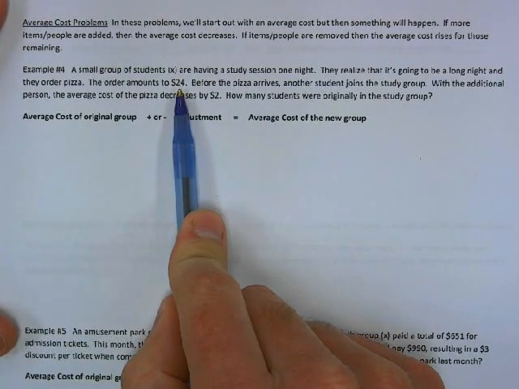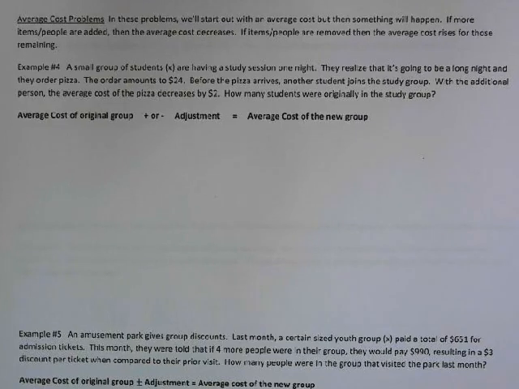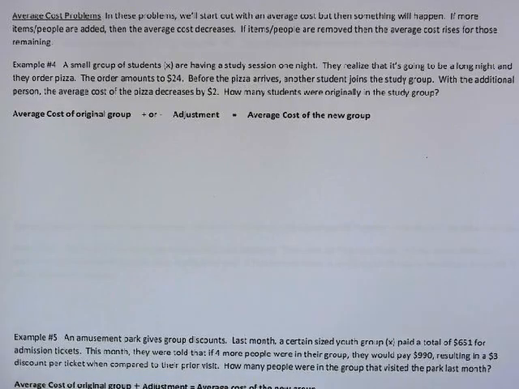But if one more person joins the group, well then, yeah, we all get to pitch in a little bit less because there's one more person helping pay for it, but the same amount of pizza is coming. In other words, the cost didn't change for the total, but everyone's portion will change a little bit. All right, so how do we set up our equation here?